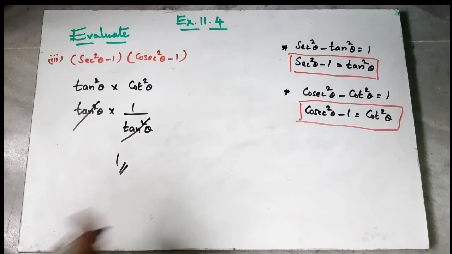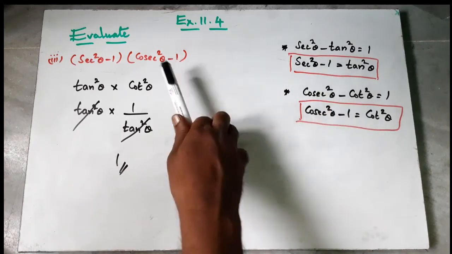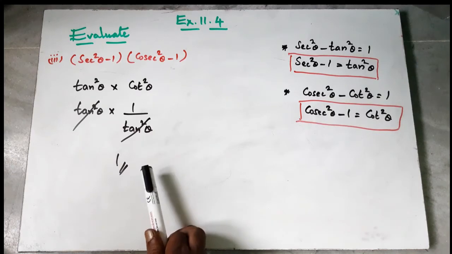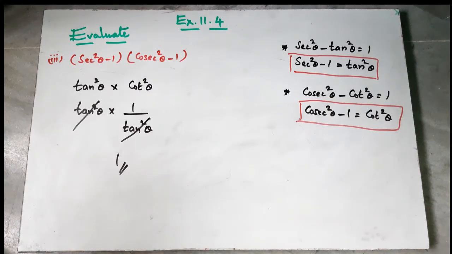Very easy. If you know the identities, we can substitute these identities according to the problem and we can solve the problem and get the solution for the given problem. Okay, very good. Now let's move on to the next problem.